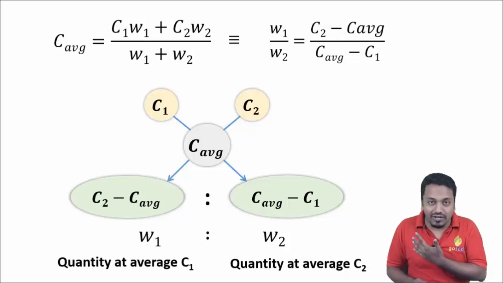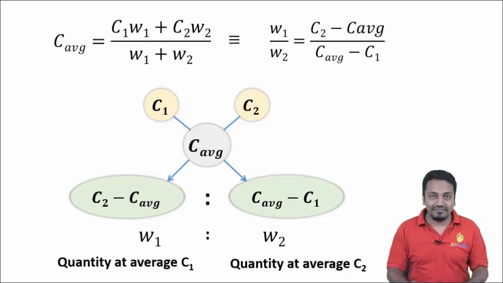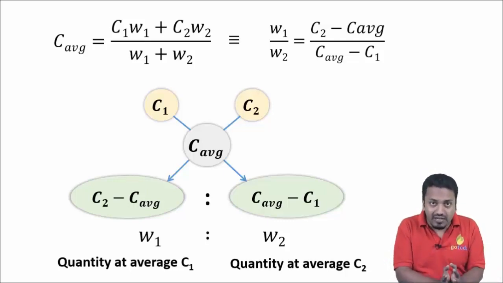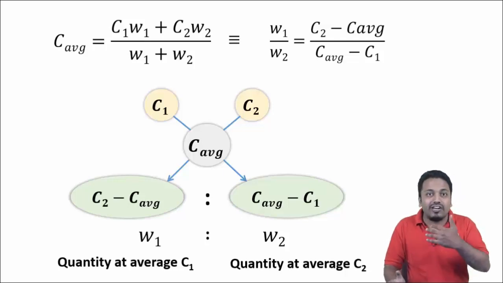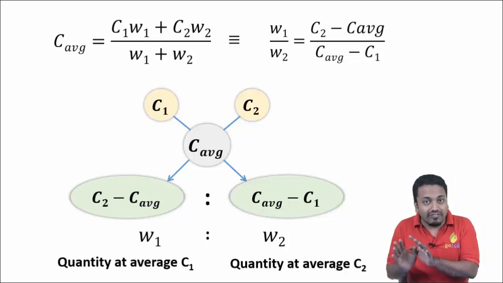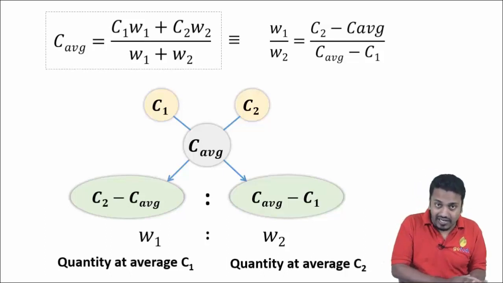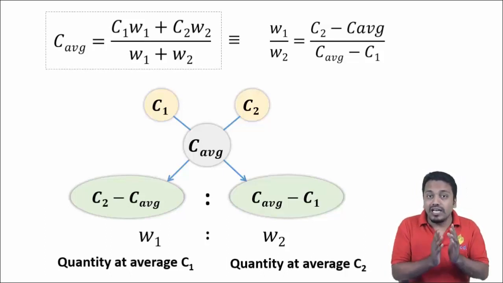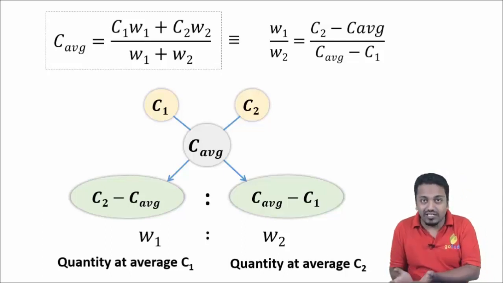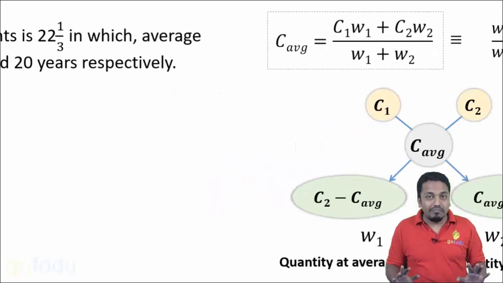And this is the method of alligation which we got from weighted average formula. Both weighted average and alligation methods are one and the same, but sometimes one has advantage over the other. When C average is asked in a question, my advice is to use weighted average format. And when C average is given and anything else is asked, use alligation format. Clear? C average is asked, use weighted average format. C average is given, use alligation format.